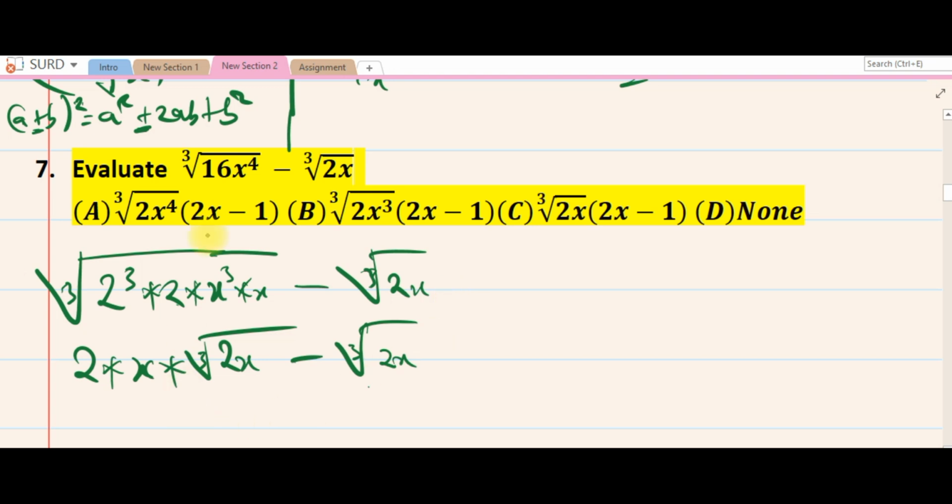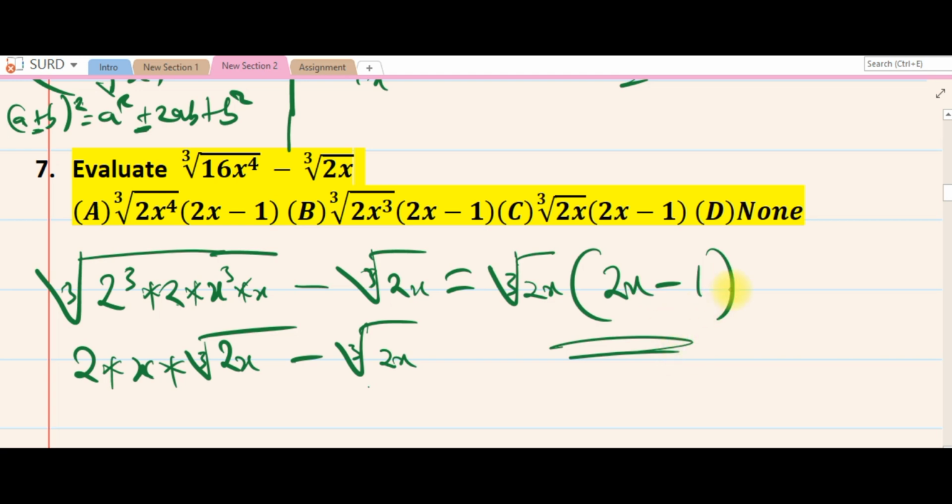So next thing we'll factor. It seems cube root of 2x is common. So we now have 2x minus 1. So that's our answer. Our answer is C.